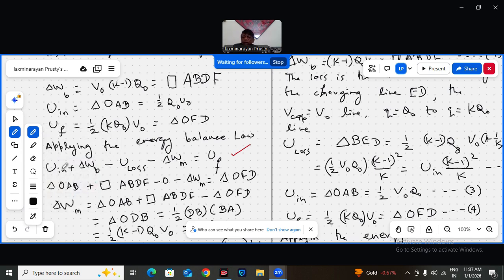So you use this. This triangle is OAB, UF is OFD, as you know. Delta WB is the rectangle ABDF. U loss is 0. So delta WM, you can just add the triangle OAB and the rectangle ABDF, minus the OFD triangle. So you get the ODB triangle.